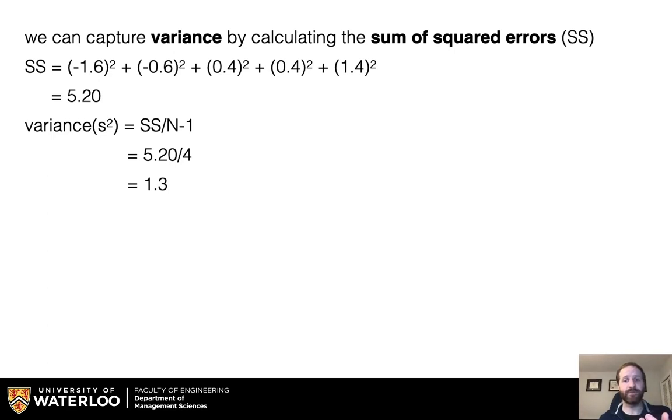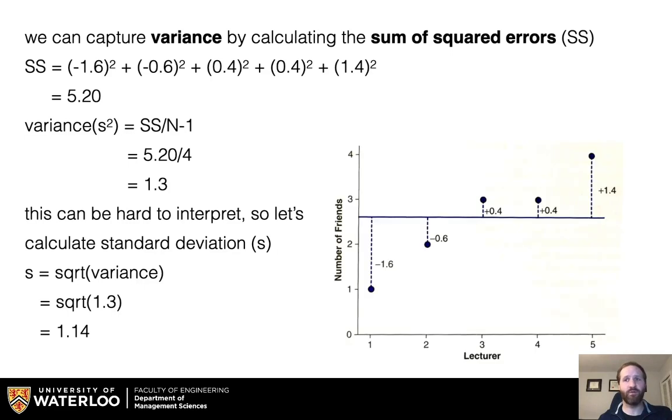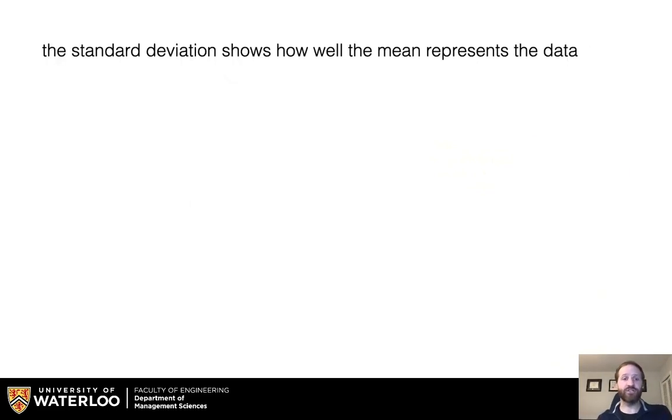1.3. This can be hard to interpret, so often what we do is we calculate the standard deviation, which is the square root of the variance. This is the square root of 1.3, which means we have a standard deviation of 1.14, which gives you a sense of how widely this distribution can vary. The standard deviation shows how well the mean represents the data.